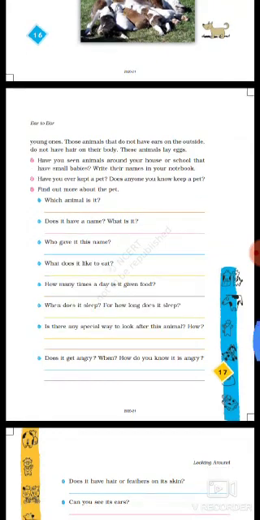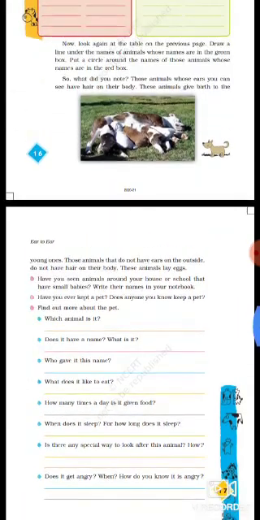Have you seen animals around your house or school that have small babies? Write their names in your notebook. Have you ever kept a pet? Does anyone you know keep a pet? Find out more about the pet. Okay, understood?